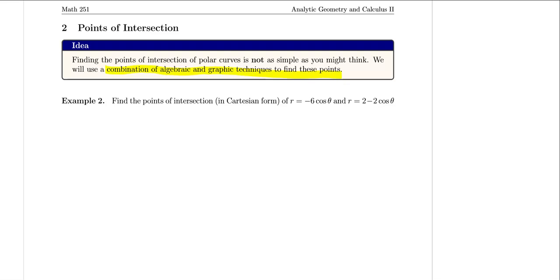So let's take a look at this example where we're trying to figure out the points of intersection in Cartesian form for the two graphs in polar coordinates r equals negative 6 cosine theta and r equals 2 minus 2 cosine theta. Alright, so for this one, let's go ahead and begin by making a sketch. So let's go to our graphing calculator.